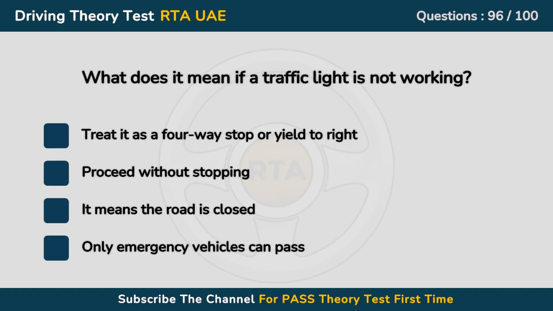Question 96. What does it mean if a traffic light is not working? A. Treat it as a stop or yield to right. B. Proceed without stopping. C. It means the road is closed. D. Only emergency vehicles can pass.